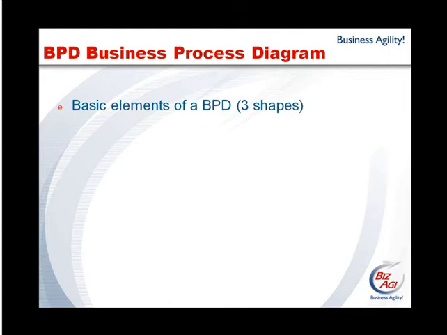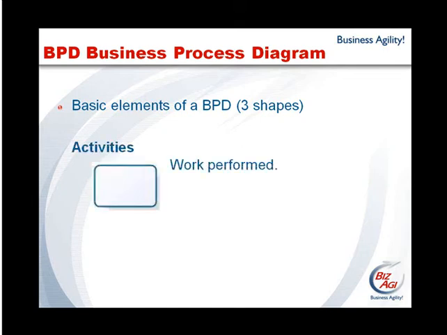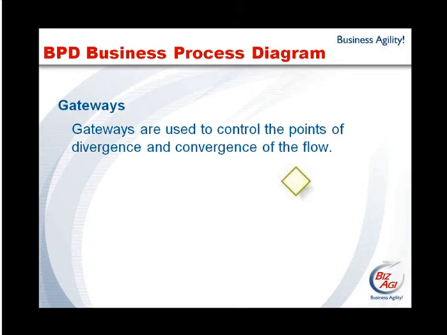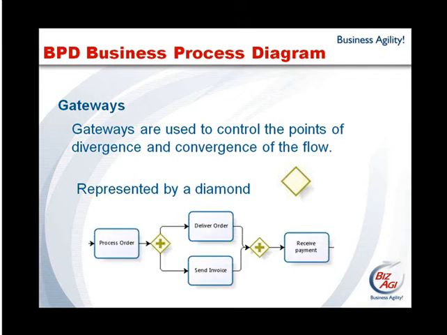BPMN provides three basic figures. Activities. An activity is a step within the process representing a work performed within an organization and uses resources such as time and costs. Activities are represented by rounded rectangles. Then we have gateways. Gateways are elements used to control the divergence and convergence points of the flow, such as decisions, actions in parallel, and synchronization points of the flow. Gateways are represented by a rhombus, and the notation within the figure indicates the type of behavior of the gateway.